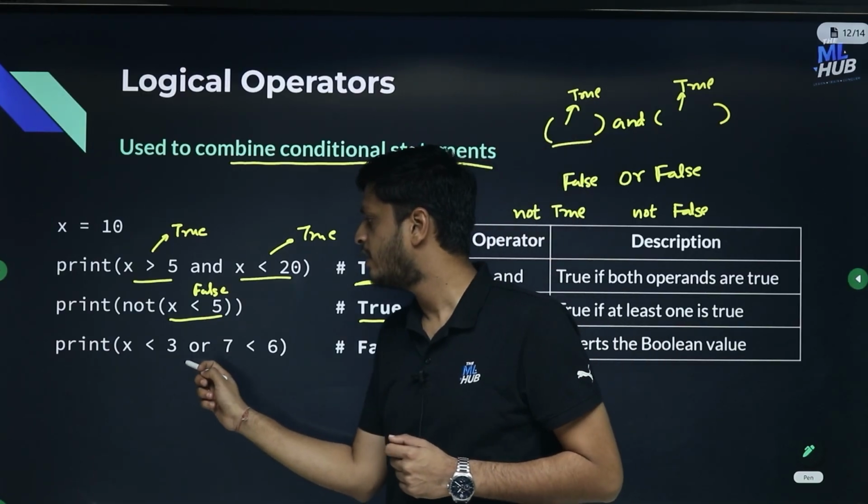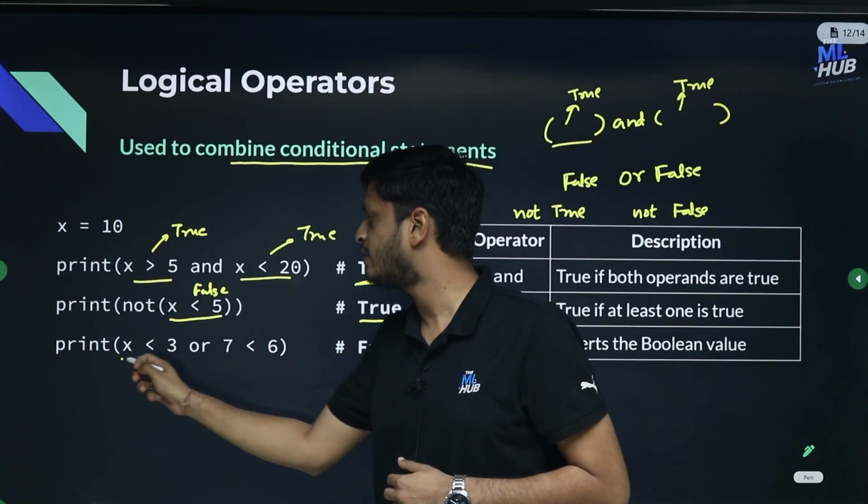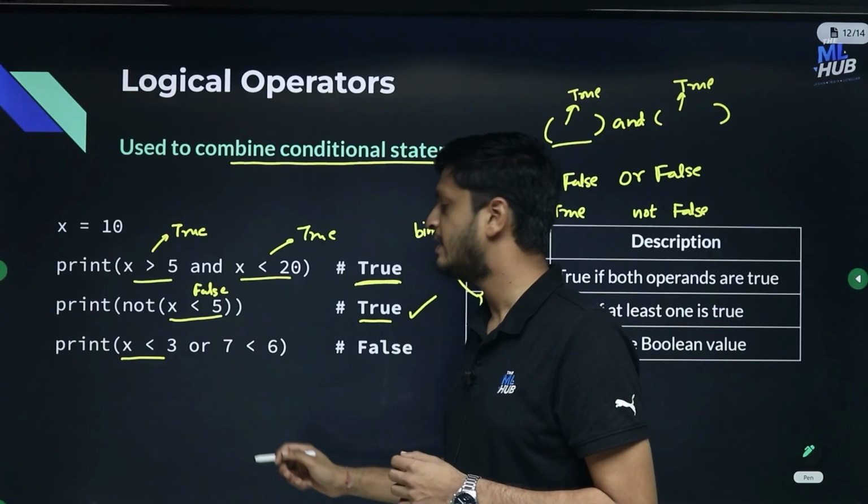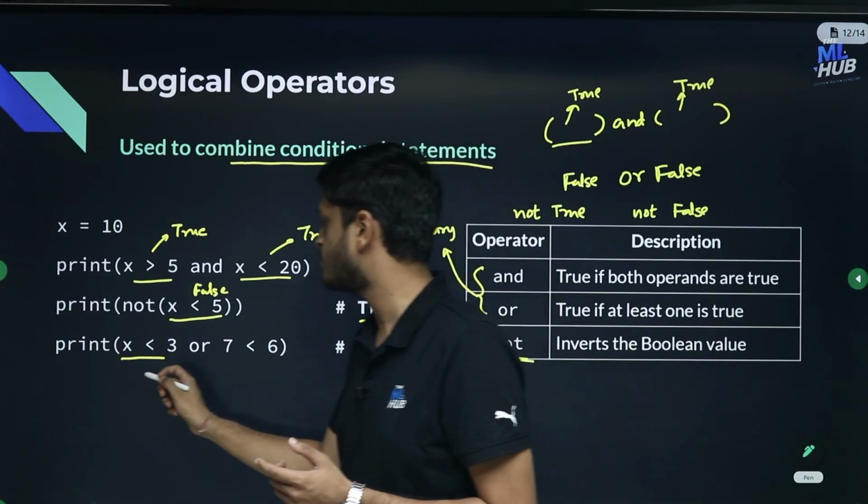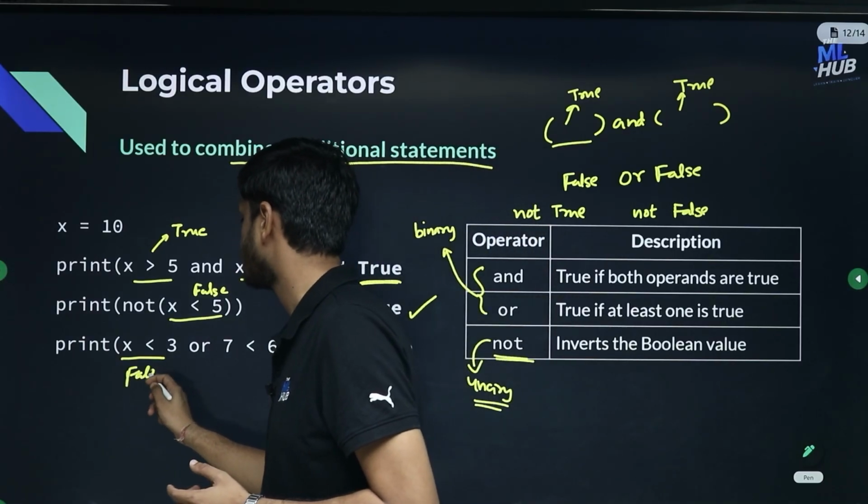And here we have or. So if x is 10, and here we have said 10 is less than 3. Is 10 less than 3? 10 is greater than 3. So this is false.